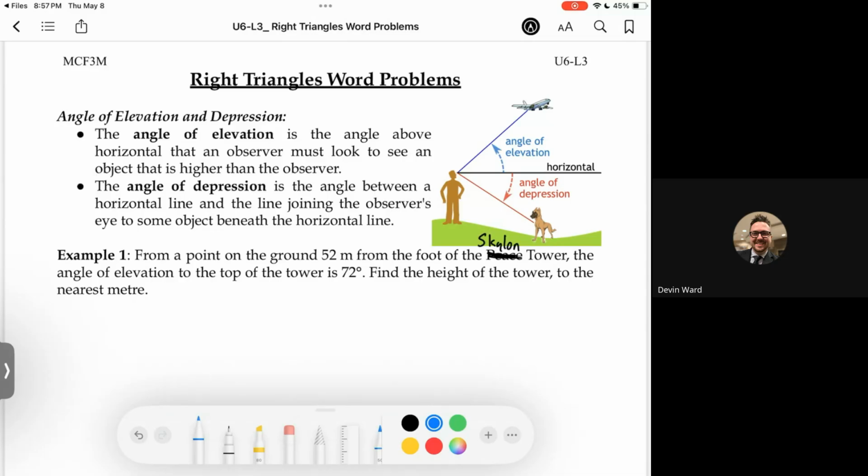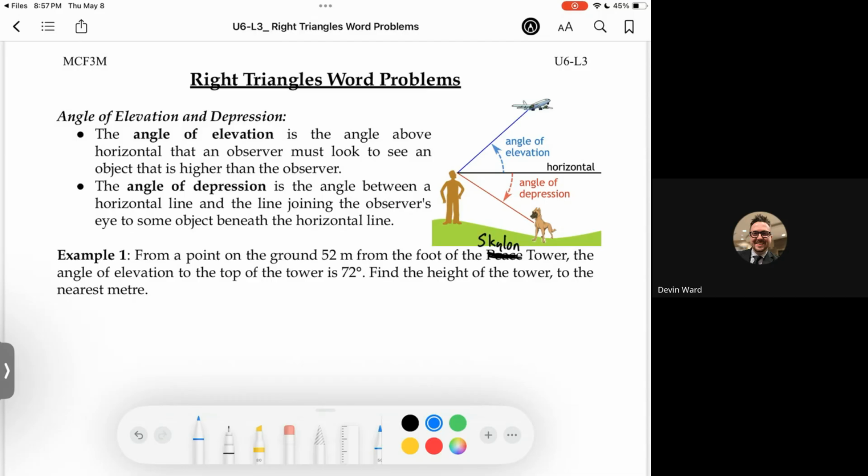So today what we're going to look at are right triangles, but word problems associated with them. And the two word problems we commonly have with right triangles have to deal with angles of elevation and angles of depression, okay? And they're similar, they just have a slight difference, okay?